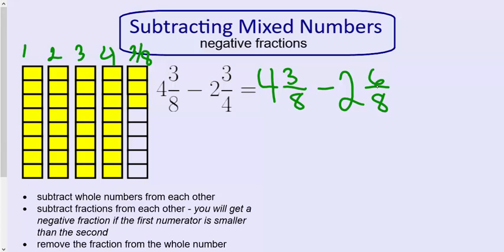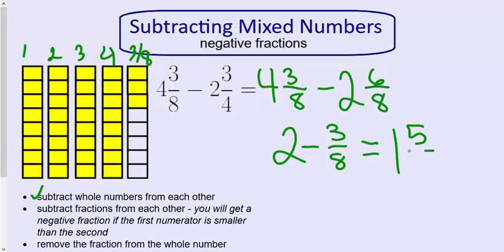First thing I want to do is subtract my whole numbers from each other. 4 minus 2 is 2. 3/8 minus 6/8 is going to give me a negative 3/8. So I want to subtract 3/8 from 2. Well, if I have 2 and I subtract 3/8 from it, 3/8 is not even a whole, so I'll have at least one left over with a little bit more. If I take away 8/8 minus 3/8, I'm going to get 1 and 5/8.